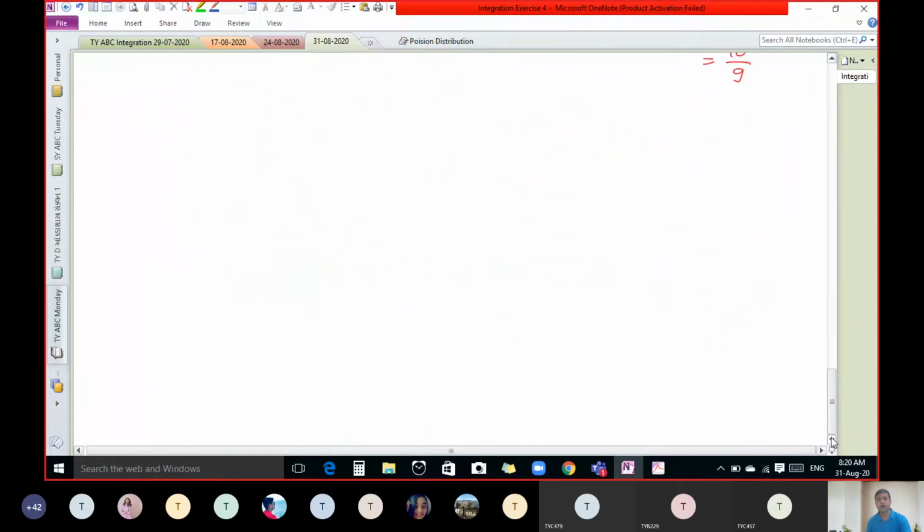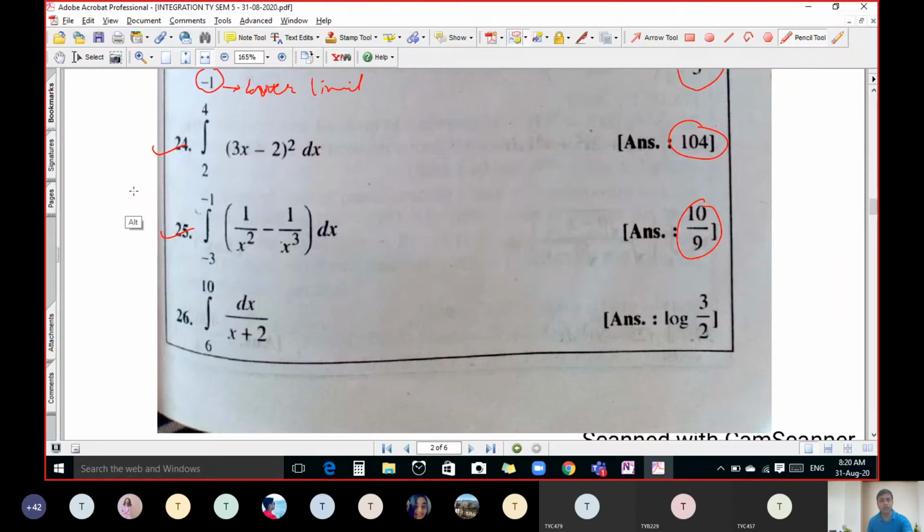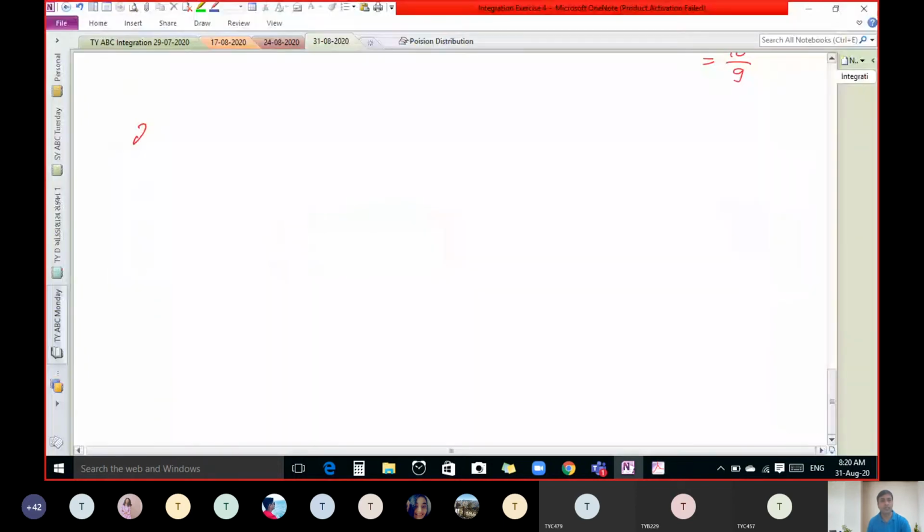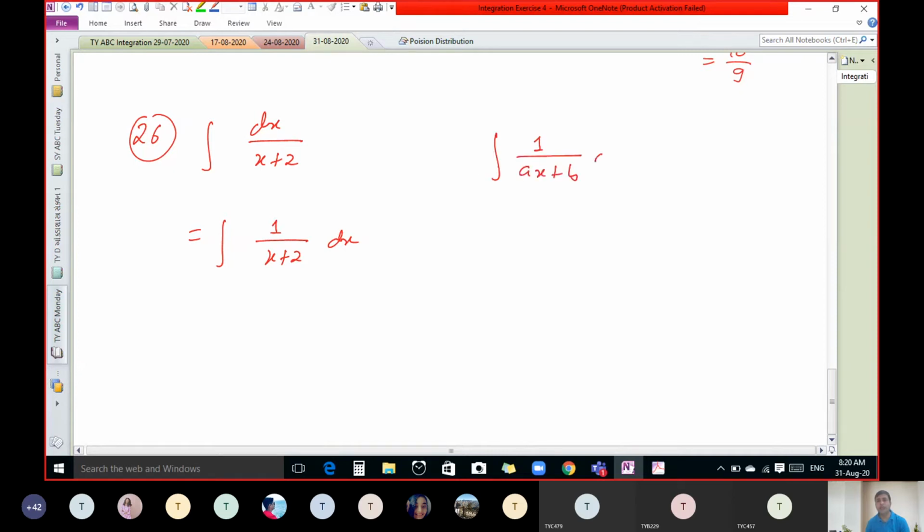Okay. So now let us continue. Question number 26. First of all, ignore the range. The question is dx upon x plus 2. So first of all, you can write this like this: 1 upon x plus 2, and keep this dx here. And now for this question, use the rule 1 upon ax plus b.